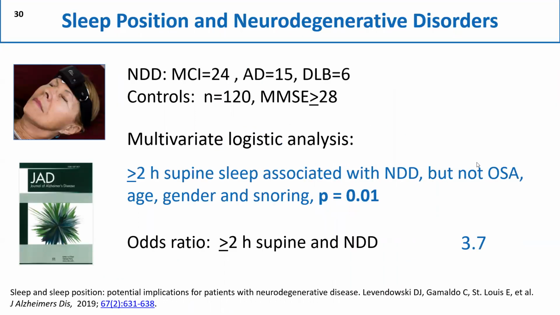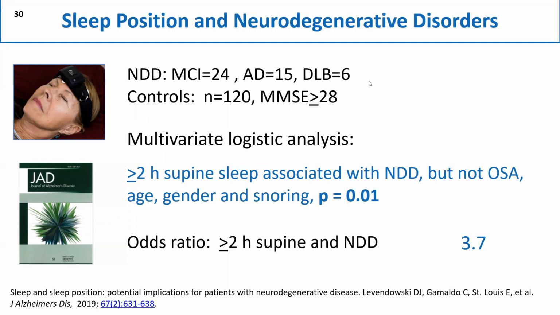Now, the couple last elements of my talk today. One is the research that we've done on sleep and neurodegenerative disease, specifically sleep position. Now, this was the first finding that we reported out of our National Institute of Aging grant. It was back when we had a small number of cases. We had 24 with mild cognitive impairment, 15 with Alzheimer's disease dementia, and 6 with dementia with Lewy body.